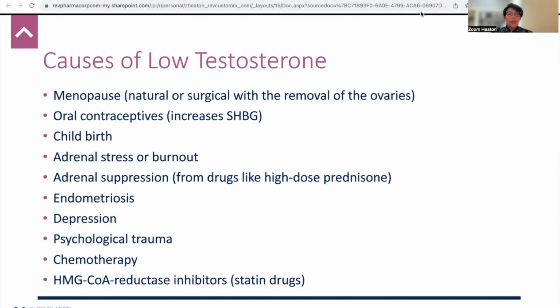Oral contraceptives increase the sex hormone binding globulin, and that's a protein that actually binds up testosterone, so you don't get as much of the free testosterone to be used by the body. Childbirth, adrenal stress or burnout, that is becoming the number one cause of low testosterone in younger men. Adrenal suppression from drugs like high-dose prednisone, endometriosis, depression, psychological trauma, chemotherapy, and the statin drugs, which are the HMG CoA reductase inhibitors.